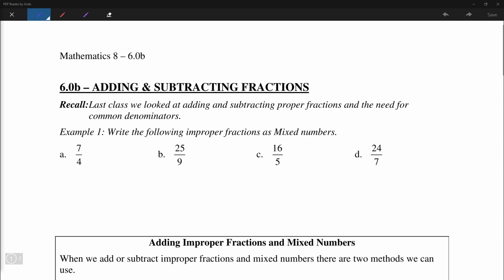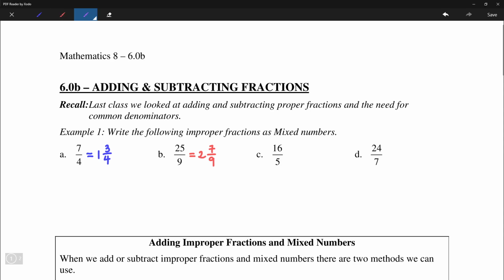First, in example 1, we are going to rewrite each improper fraction as a mixed number. In the first case, we have 7 over 4. If we divide 7 by 4, we'll get 1 and a remainder of 3. So 7 over 4 as a mixed number will be 1 and 3/4. Likewise, in example B, 25 divided by 9 will give us 2 and a remainder of 7 over 9.